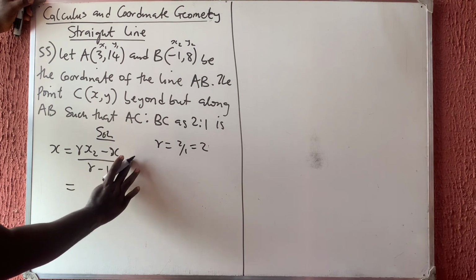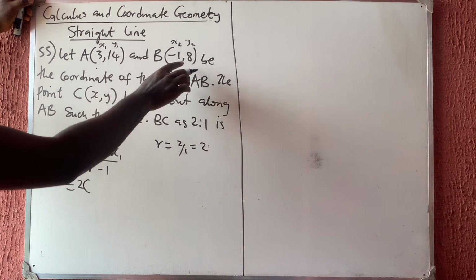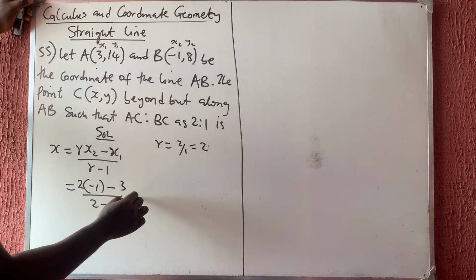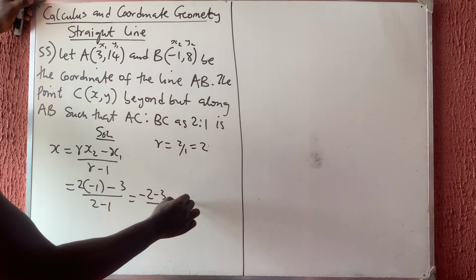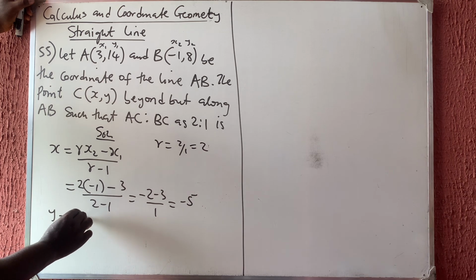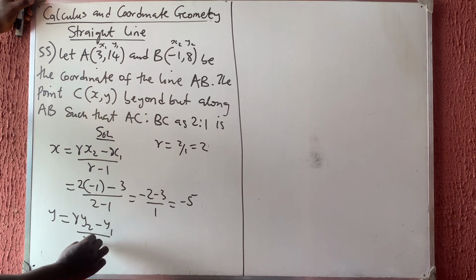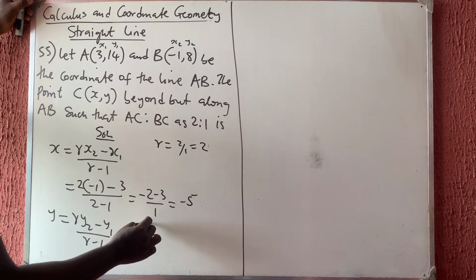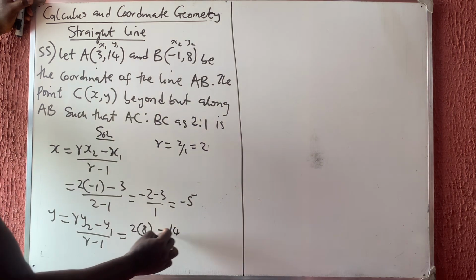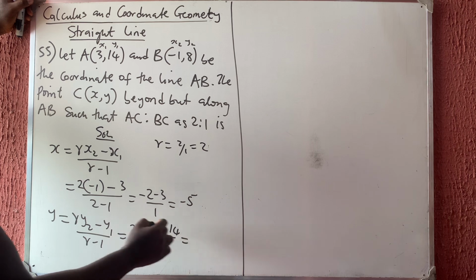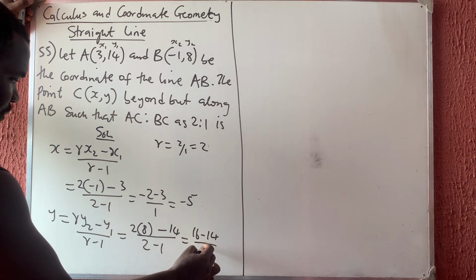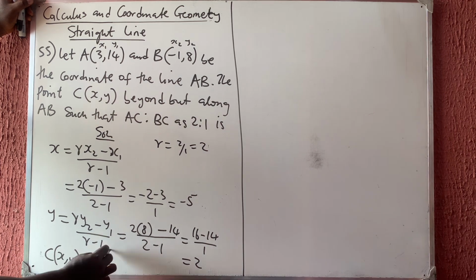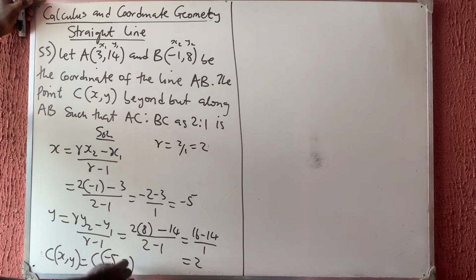Let us now put it in. I have that x is equal to 2 times (-1 minus 3) over (2 minus 1), which is -2 minus 3 over 1, which is -5. My y is the same thing: (r·y2 - y1) over (r - 1), which is 2 times 8 minus 14 over 2 minus 1. 2 times 8 is 16, minus 14 over 1, which gives you 2. Therefore C (x, y) is equal to C (-5, 2). Very simple.